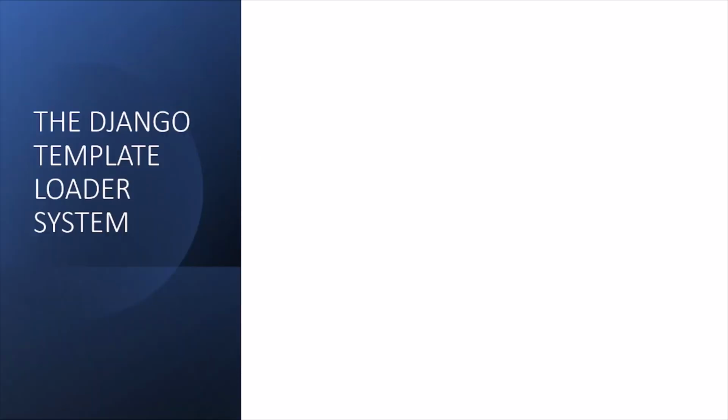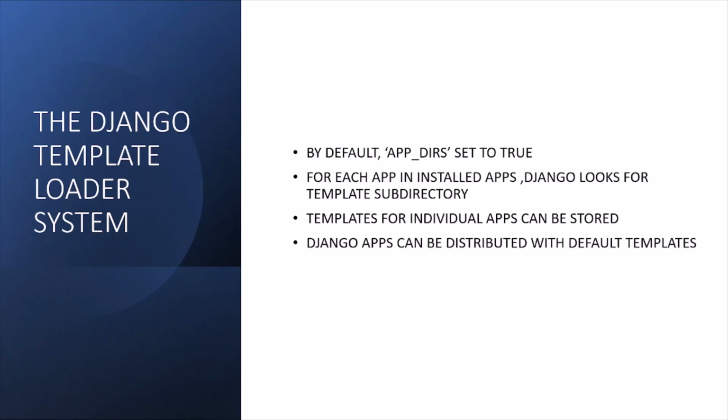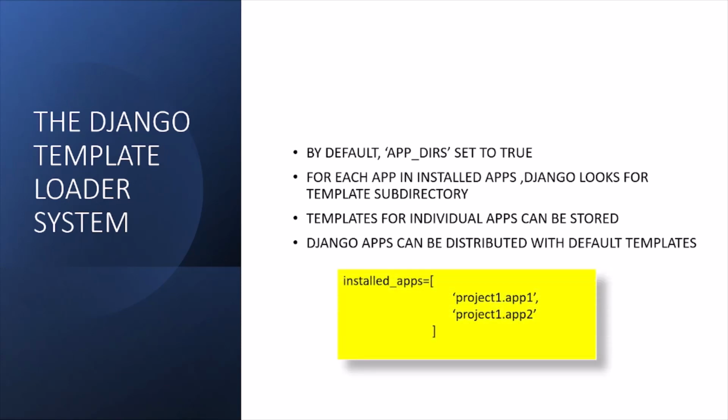Let's look at now the Django template loader system and how that works. We already saw that by default app dirs is set to true. And because of this, Django looks in the template subdirectory for the templates. Having this template subdirectory allows templates for individual apps to be stored there and thus distributed with the apps. Now let's take, for example, you have two apps in one project. You have app 1 and app 2, and both of these apps have got a template by the same name.